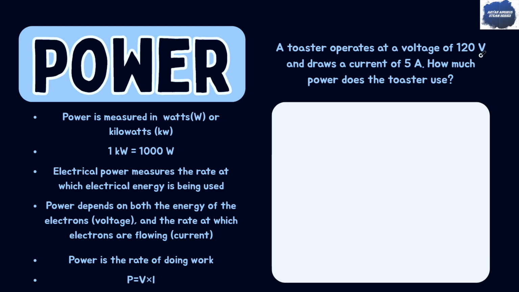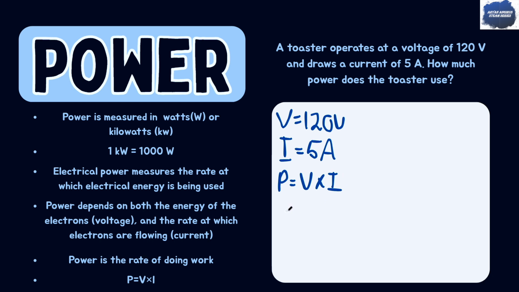So I have a little sample question here to get the gist of it. A toaster operates a voltage of 120 volts and draws a current of 5 amps. How much power does a toaster use? So all we need to do is take these values. So we have potential difference is 120 volts, current is equal to 5 amps, and we have the formula power equals potential difference times current.